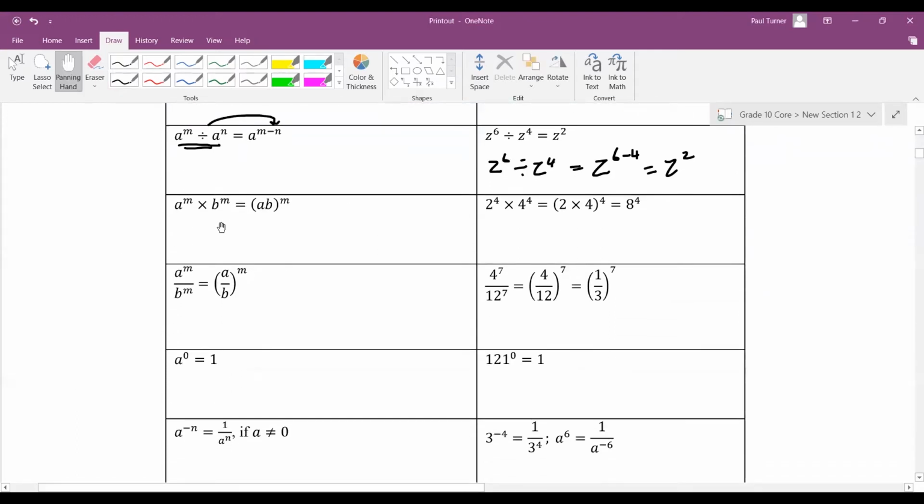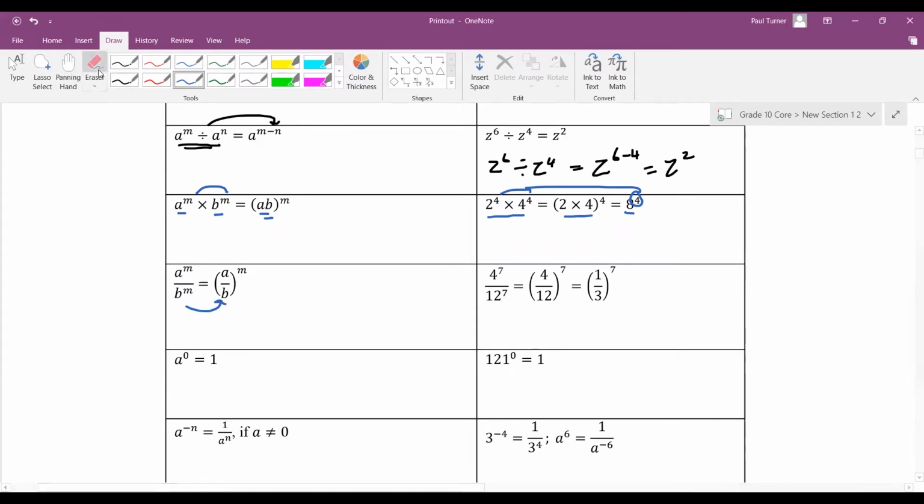Now, this is very useful as well, and you did a lot of this kind of rule in grade 9. So when you have two numbers with the same power, we would multiply the numbers and then just write the power. So for example, 2^4 times 4^4 will be 8^4. So you just basically write your numbers, multiply them, and then write the power down here. Similarly, when you divide, we can put these two numbers into a bracket and make them to that power as well.